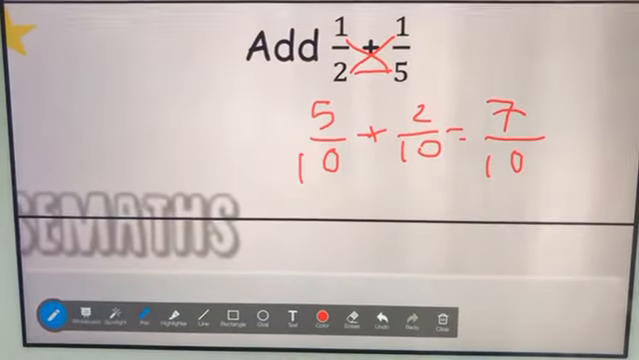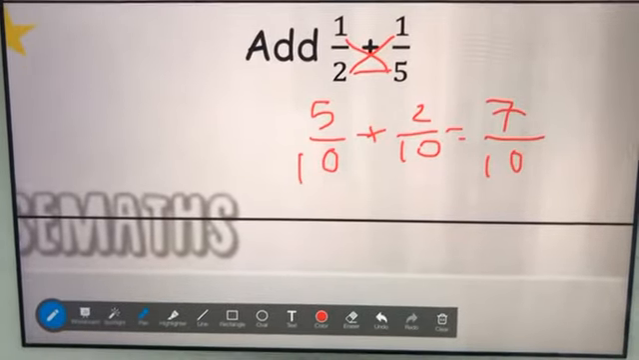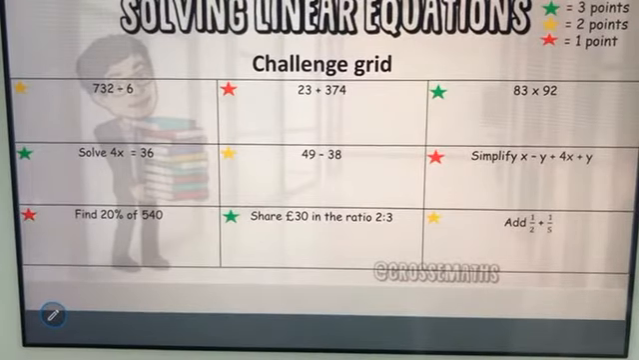5 plus 2 gives me 7. So I get 7 over 10, sorry. Right guys, add all those up. If you want to DM me your scores at the end of the session, please do.